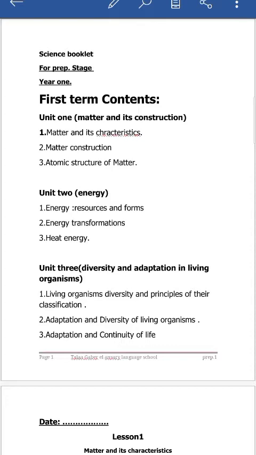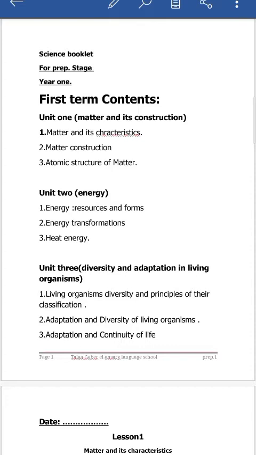أول lesson عندي هيتكلم عن matter والcharacteristics بتاعتها اللي هي equal في meaning بتاعت properties. تمام. number 2 هيتكلم عن matter construction. number 3 هيتكلم عن atomic structure of matter. طيب unit 2 هنتكلم فيها عن الانرجي. Number 1 energy resources and forms. Number 2 energy transformation. Number 3 heat energy.